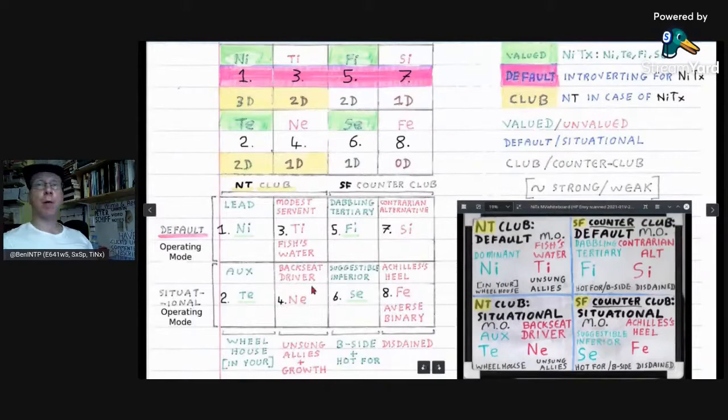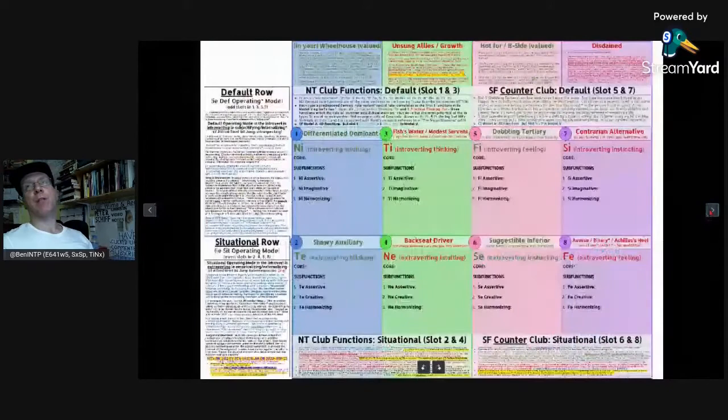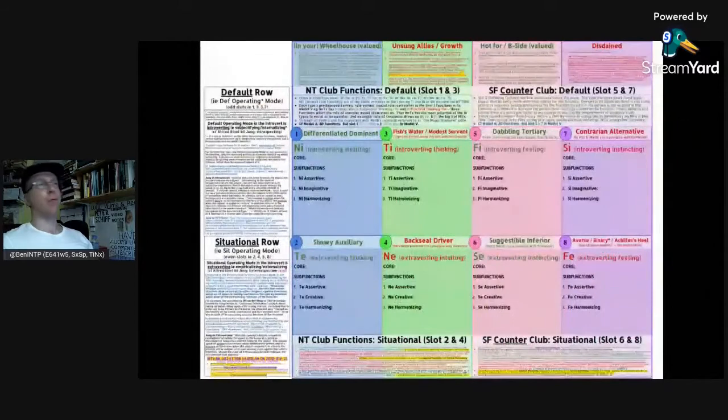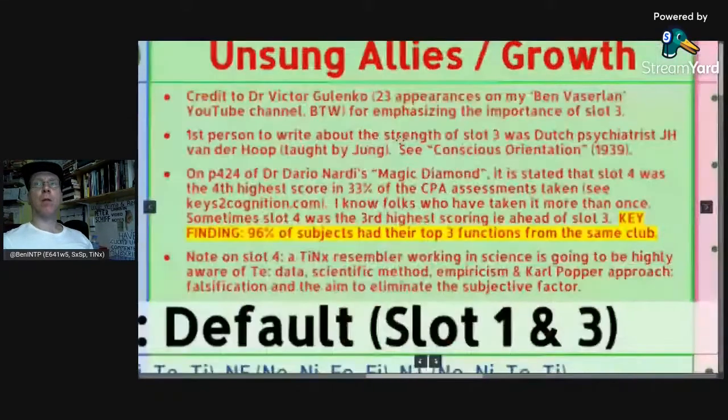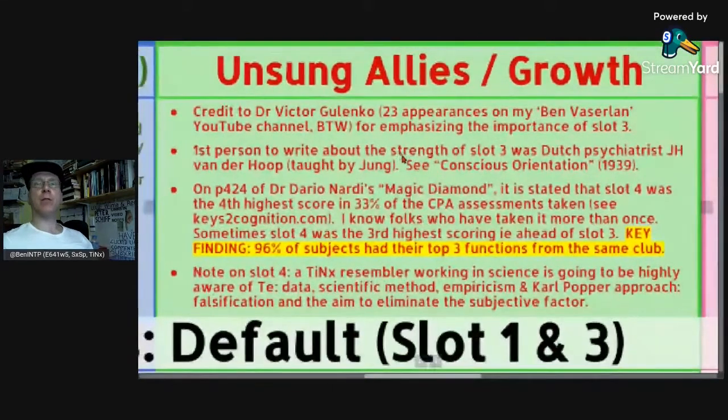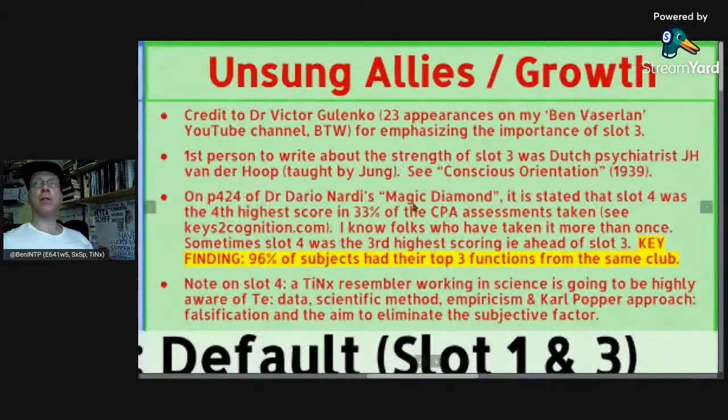So, backseat driver, and it's within the column unsung allies, aka growth. The reason I believe it's growth is that the person is better able to use the correlated strategic intellect. I've already read through this once, but I'm going to emphasize it, because we are talking about slot four.